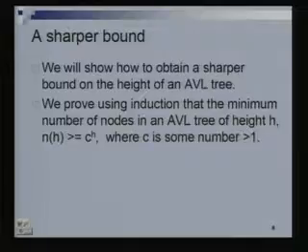So we are going to use induction and we are going to do a tighter analysis of the same thing. We are going to show that the minimum number of nodes in an AVL tree of height h, which was n of h, is at least c to the h, where c will be some constant more than 1. What did we show in the previous slide? n of h was at least 2 to the h by 2.